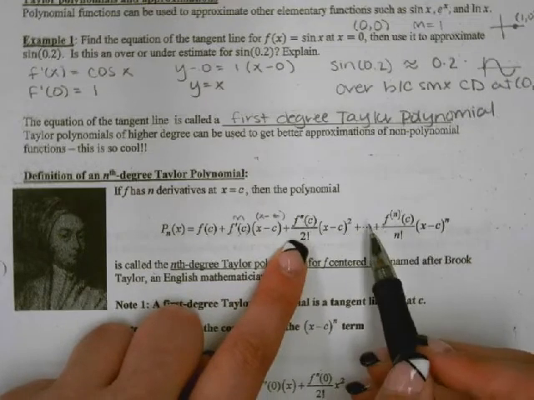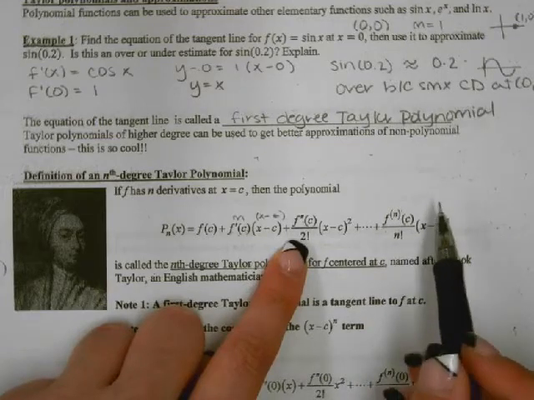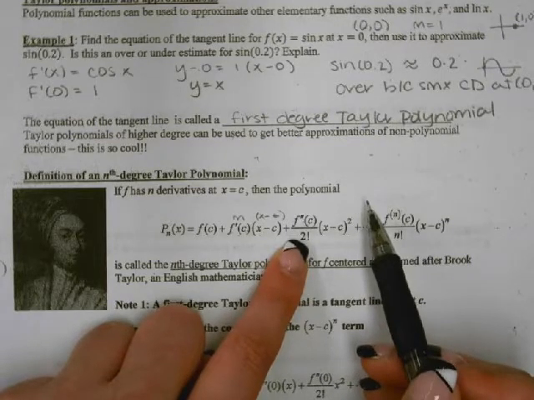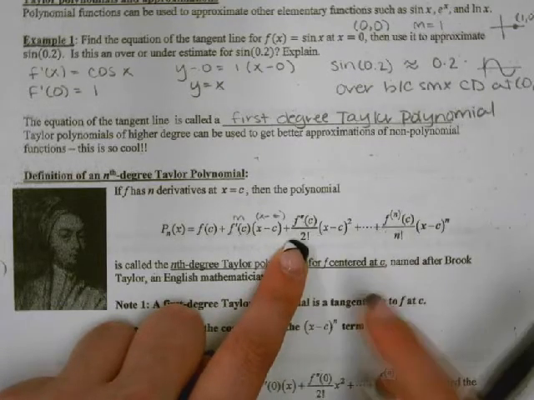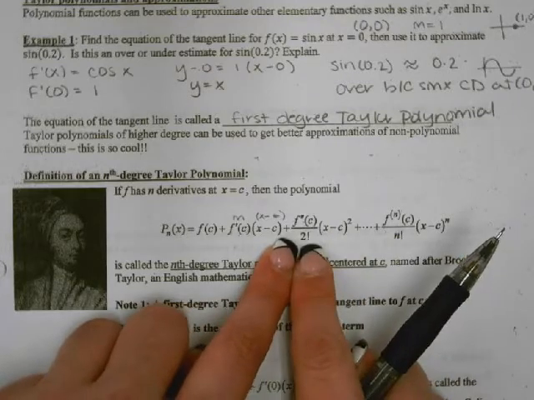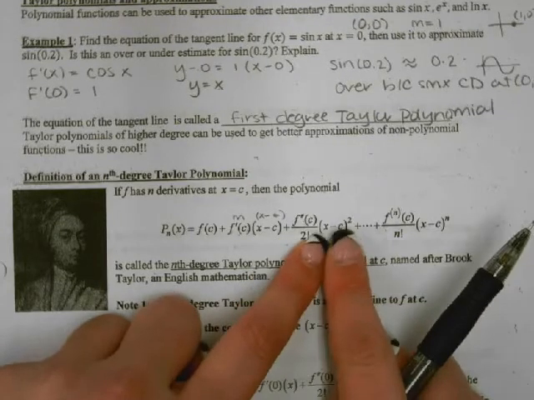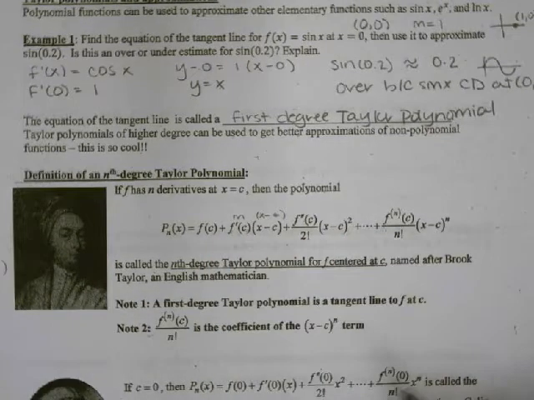Whatever degree you're looking at, do it that many times. So if they say to use a 17th degree Taylor polynomial to approximate the number, then you would go all the way out to the 17th derivative. It would be divided by 17 factorial, multiplied by x minus c to the 17th power, and you would add all of them up all the way up to that to be able to get your answer. And that's all we're saying here.